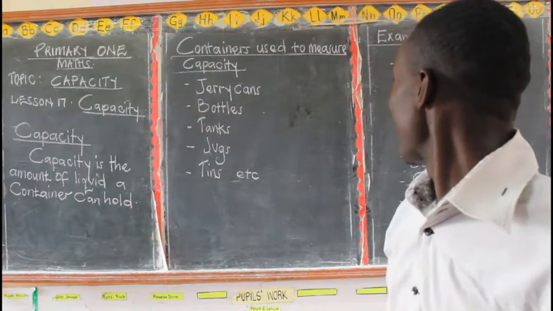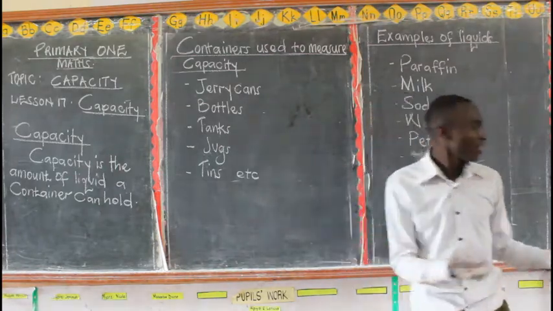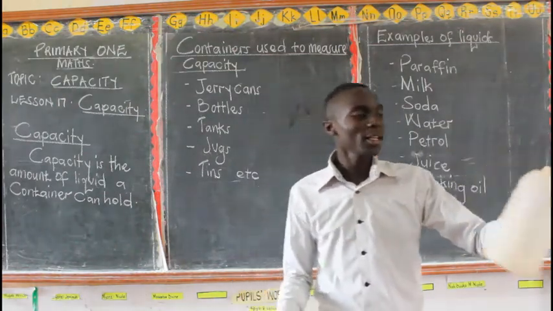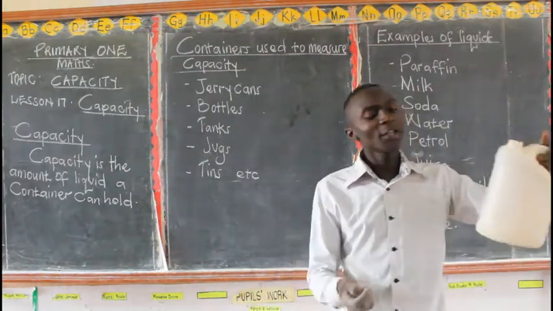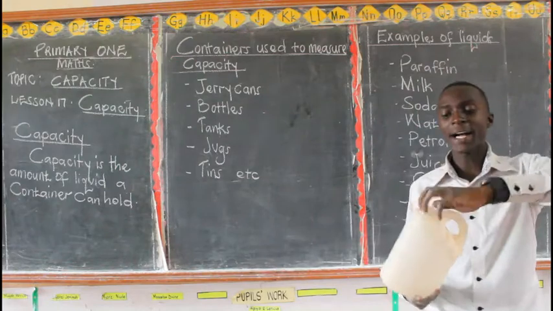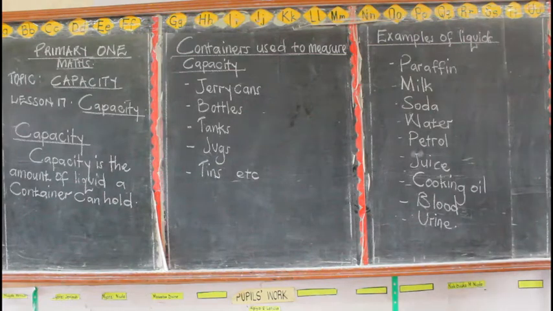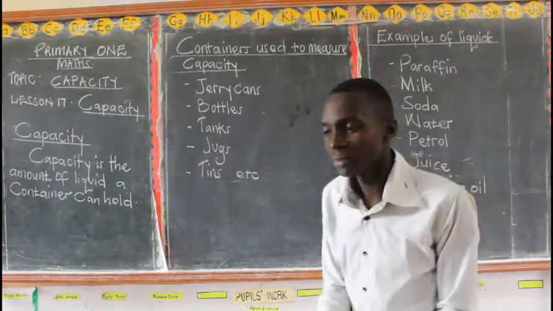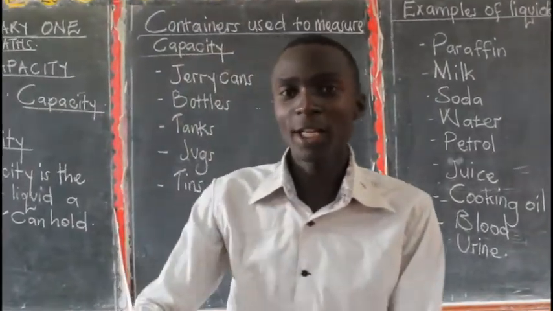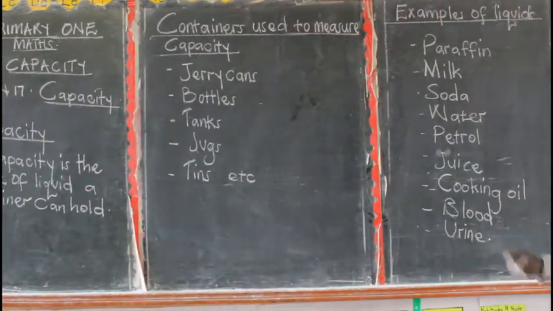Now, there is juice. Some of you do have juice. Juice can be put in such jerry cans, or you go into a shop and buy juice using these jerry cans, or you can find it packed into such jerry cans. Others, cooking oil, used for cooking. When you are cooking at home, you put a saucepan on a fire, and then you pour cooking oil first. So that's what cooking oil means.